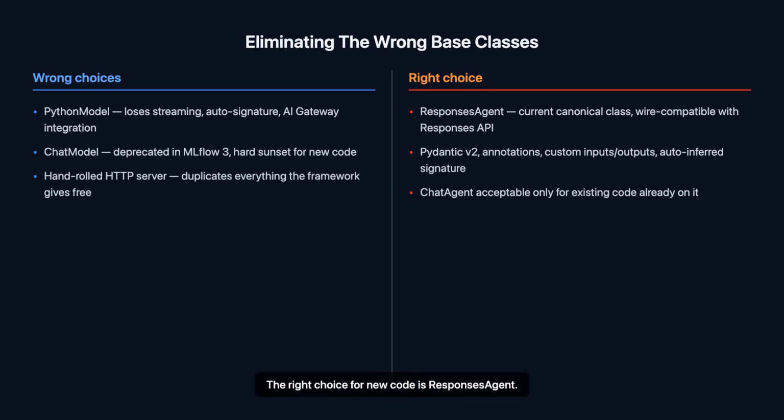The right choice for new code is ResponsesAgent. It's the current canonical class, wire-compatible with the Responses API, supports Pydantic v2, annotations, custom inputs and outputs, and MLflow auto-infers the signature. Chat agent is acceptable only for code that's already on it.